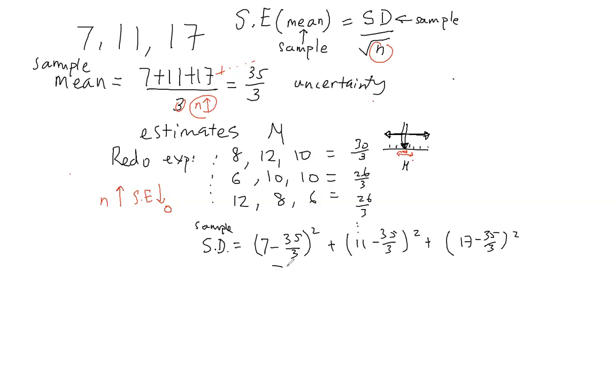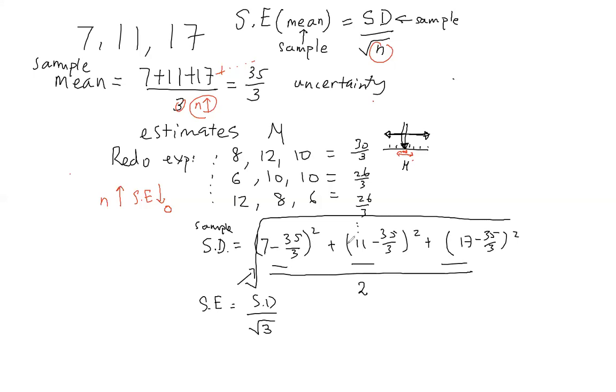These are your three quantities. Then you divide by n minus 1, which is 2. That will be your sample standard deviation. Your standard error will be this whole thing divided by the square root of the sample size 3. So for the standard deviation, I forgot to take the square root. Then you have some value here. Okay, is that clear?